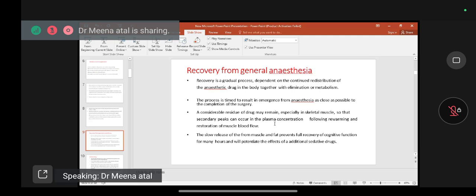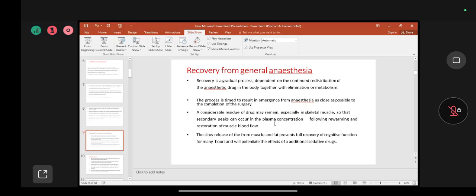A considerable residue of drug may remain, especially in skeletal muscle, so that secondary peaks can occur in the plasma concentration following rewarming and the restoration of muscle blood flow. The slow release of the drug from muscle and fat prevents full recovery of cognitive functions for many hours and will potentiate the effect of additional sedative drugs.